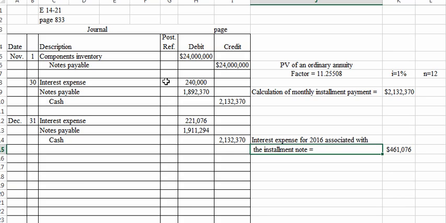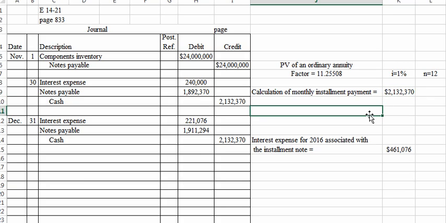The tricky part, you got to figure out what the interest rate is per interest payment period. How many interest payment periods we have. Well, there's 12 months in a year. We're paying one payment each month, so 12 periods at 1%. Then you find that factor and divide it into the amount of the note. And that gives you the calculation of the monthly payment.